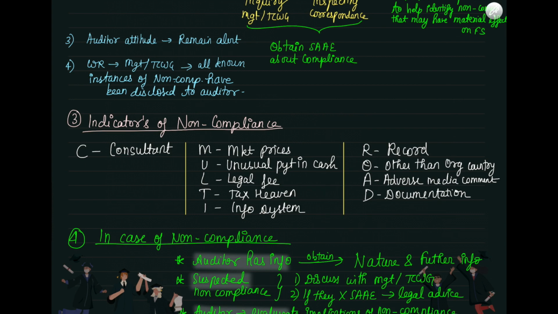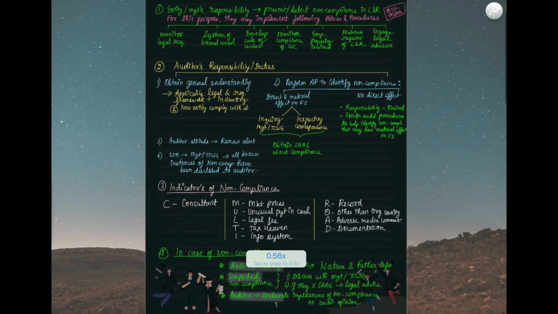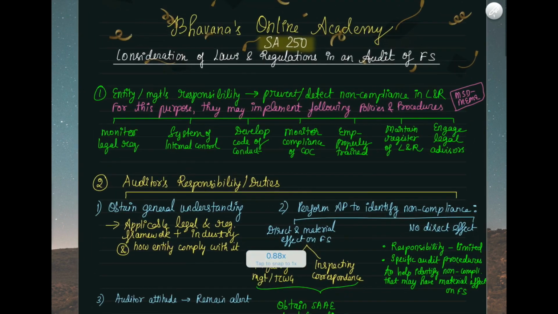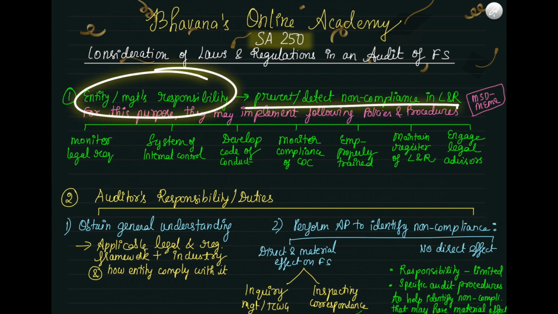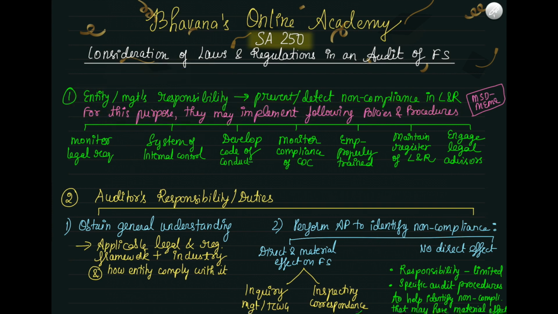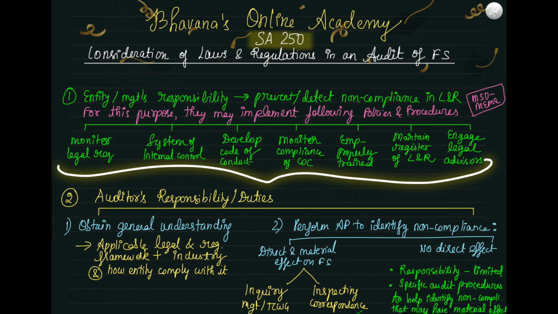Okay, so using this you can find out if there is non-compliance, and the short form of this, the keyword, or rather say the mnemonic for this is C multi road. So by this you can remember. Okay, so now let's quickly run through what the standard speaks about now that we have completed the standard. So first it says that it is the management's responsibility to check the non-compliance. For this purpose, management can put in following procedures.